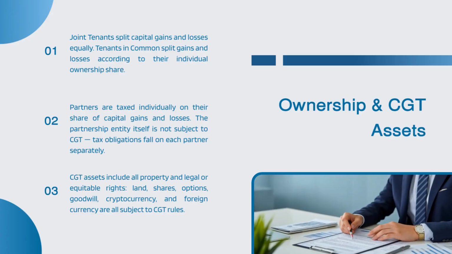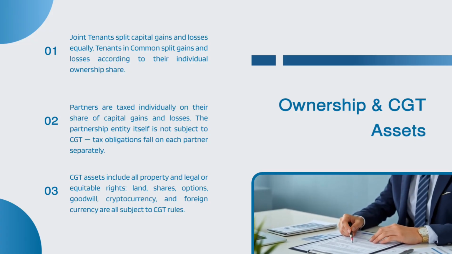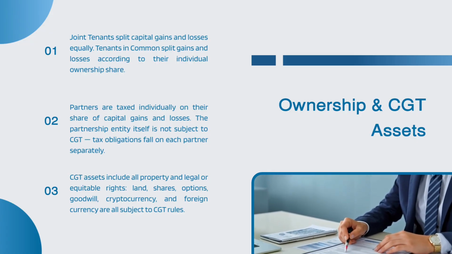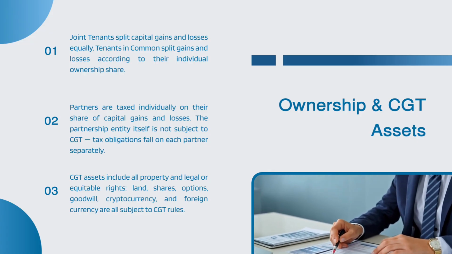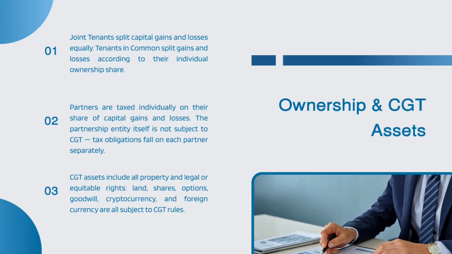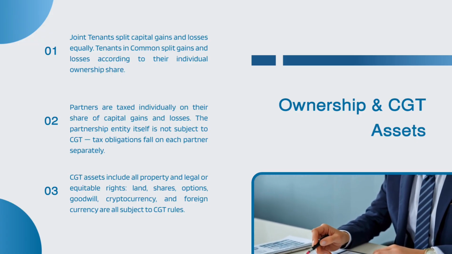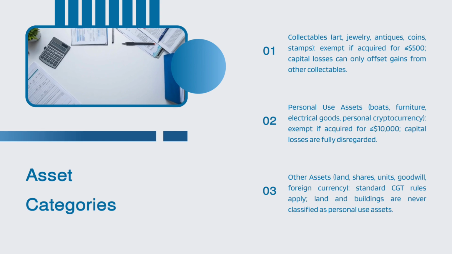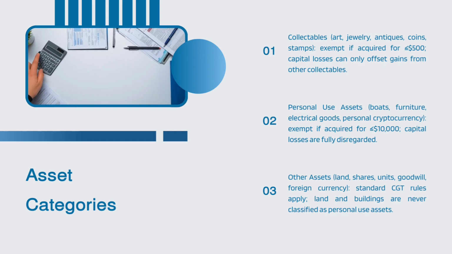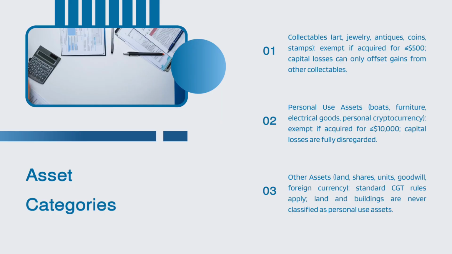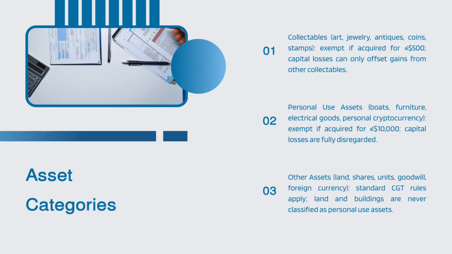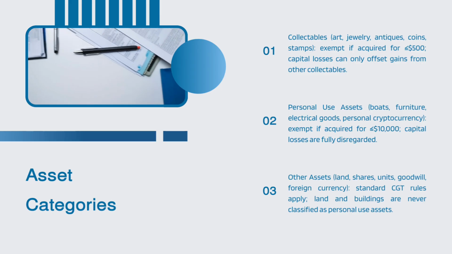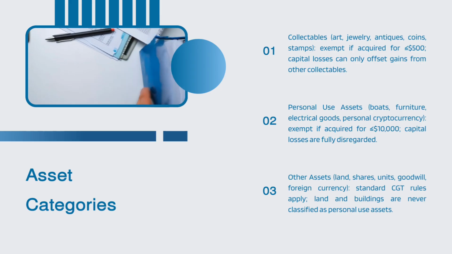So, what exactly is a CGT asset? It is very broad, ranging from physical real estate and shares to intangible items like contractual rights, goodwill, and cryptocurrency. We categorize assets into three distinct buckets because they have different tax treatments. Collectibles are personal enjoyment items like artwork and antiques. If your client bought a painting for $500 or less, it's exempt from CGT. Furthermore, a loss on a collectible can only offset a gain from another collectible.